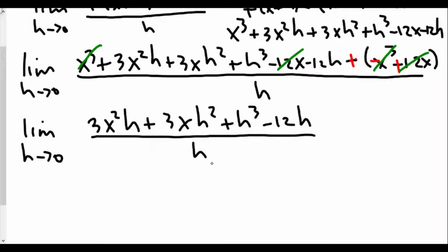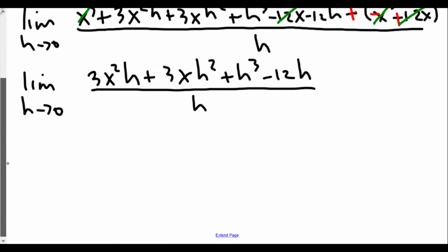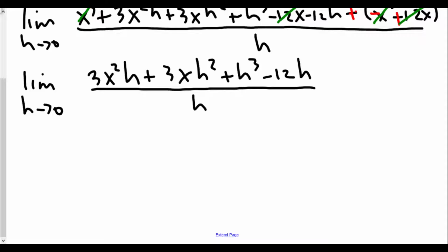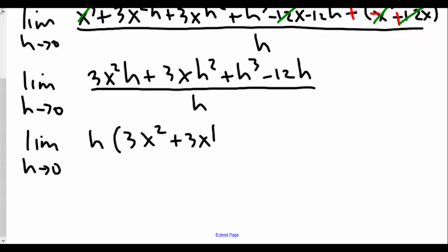But we can factor out the h. I'm going to start a new line for this one. So you're going to factor out the h here. I'm going to show every single step so you guys can see where each term came from. You definitely want to work on your factoring skills if you have not done so already. Make sure those are sharp. So 3x squared plus 3xh plus h squared minus 12 all over h.